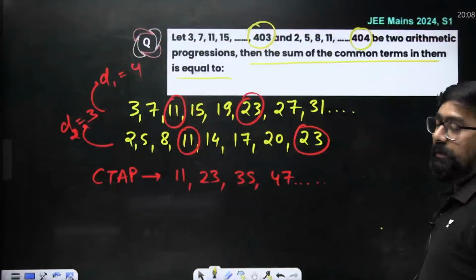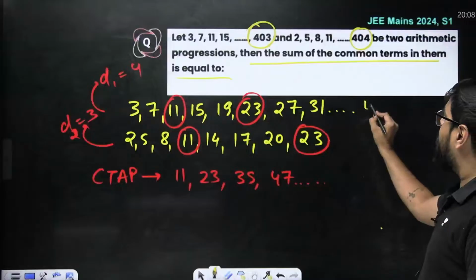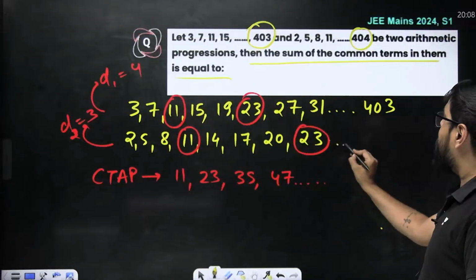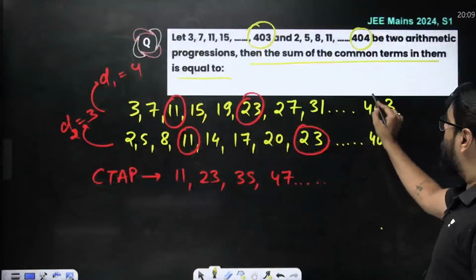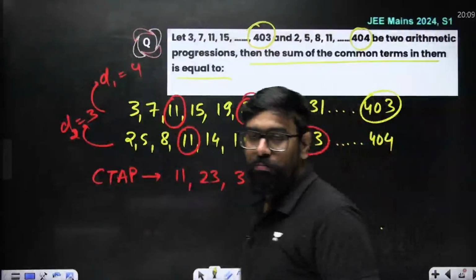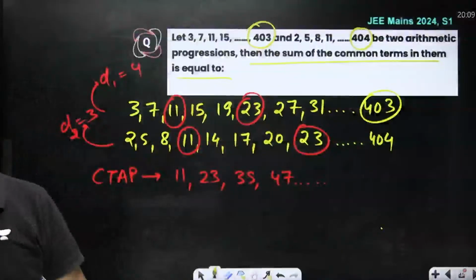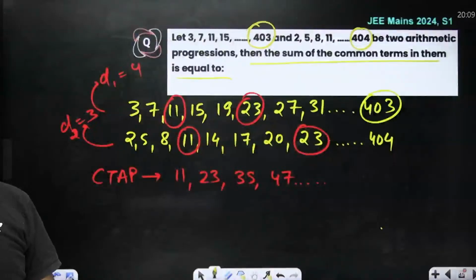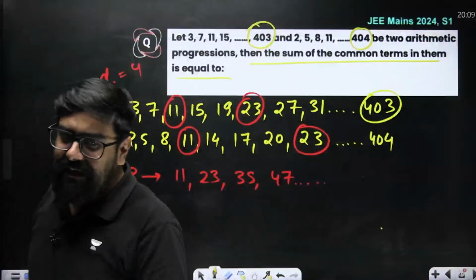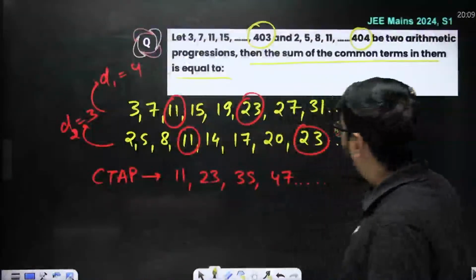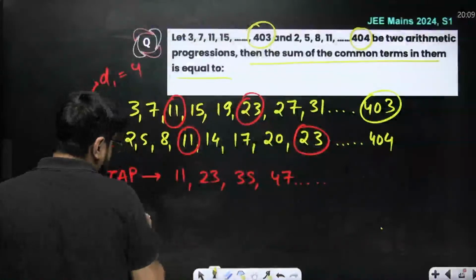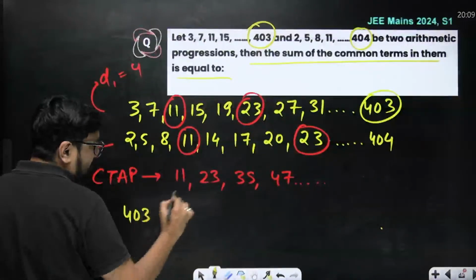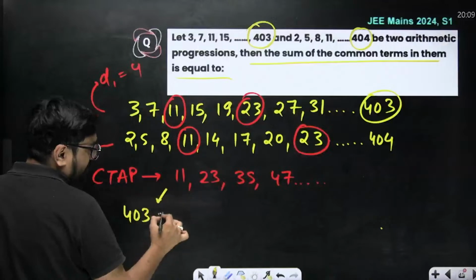That's the question. This AP is going till 403. This AP is going till 404. Can there be a common term greater than 403? No, obviously not. If the last term is common and it is 403, we'll check. How do we check? We know that if 403 is the common term of this AP, we'll check.